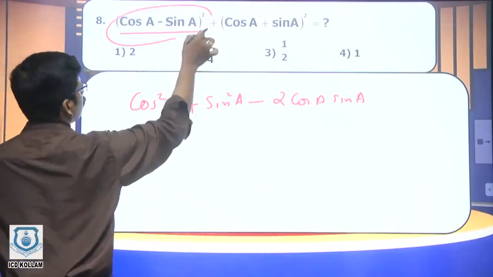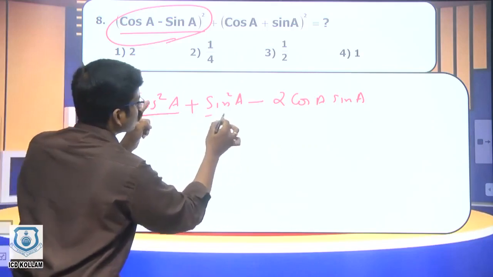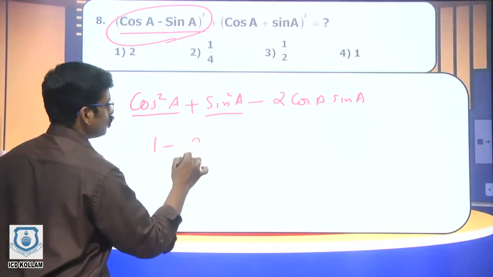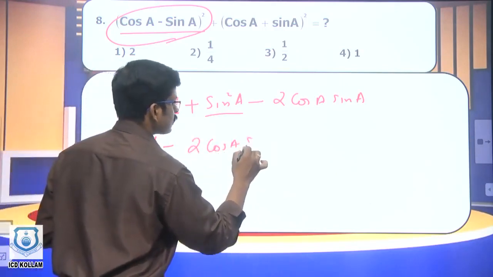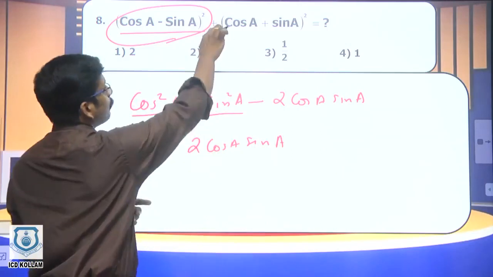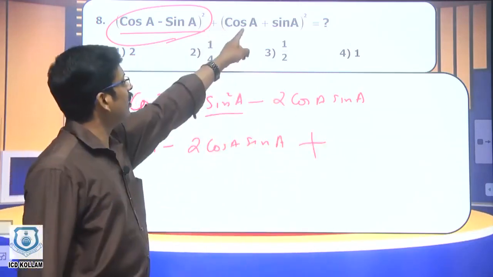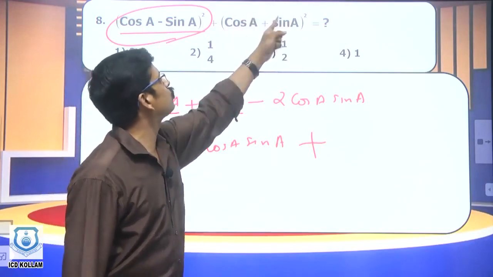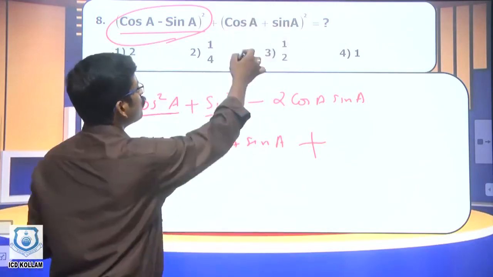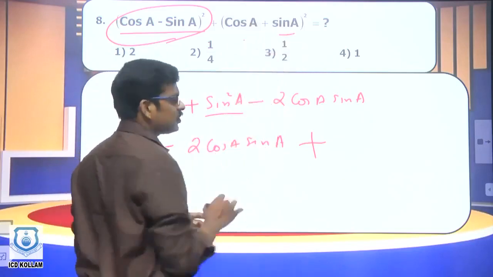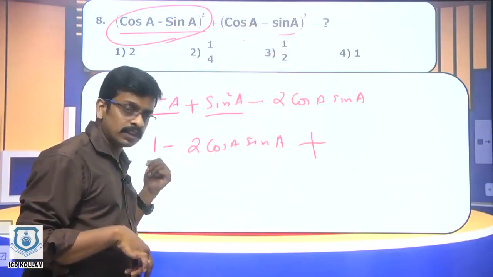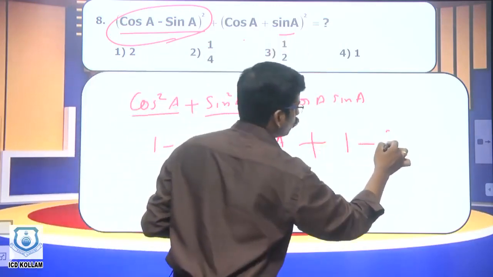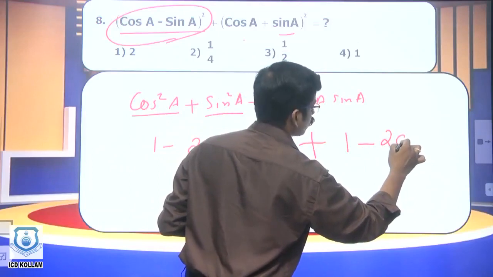So this function cos square A plus sin square A is 1. So this is 1 minus 2 cos A sin A plus, while solving this one, cos square A plus sin square A minus 2 cos A sin A. Out of which cos square A plus sin square A is again 1, as in the first case. So 1 minus this is 2 sin A cos A or cos A sin A.